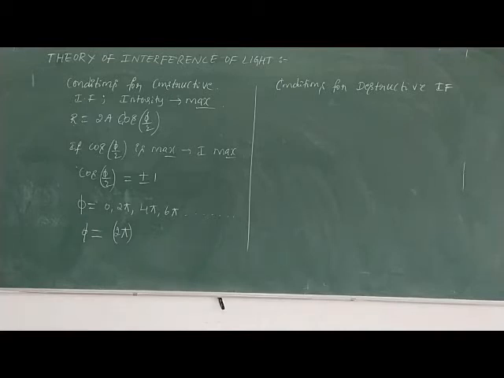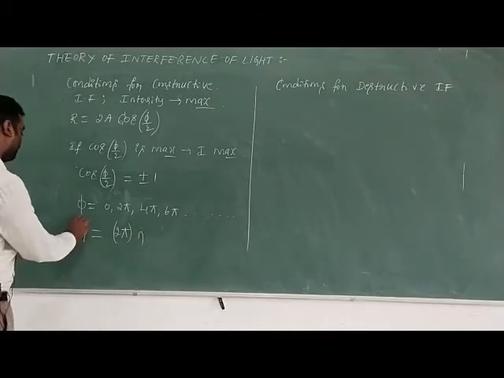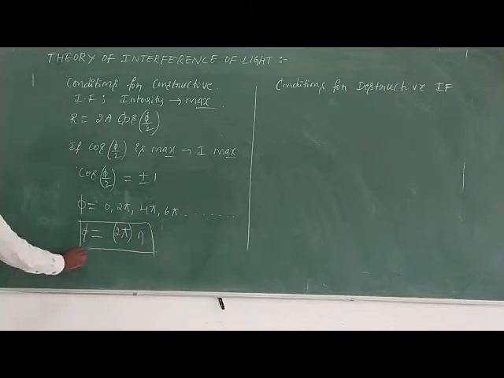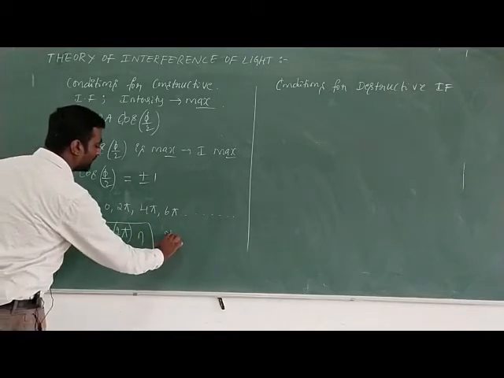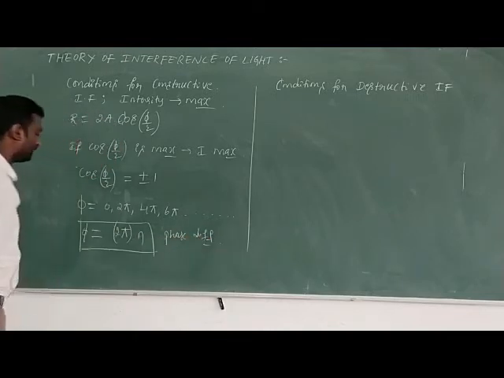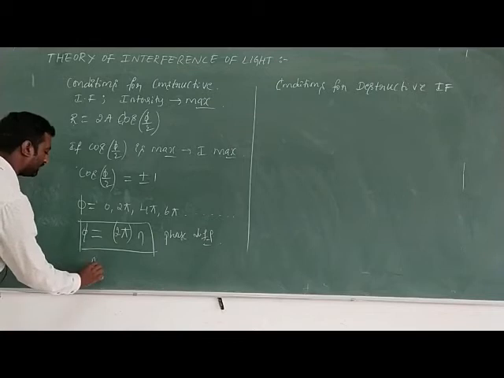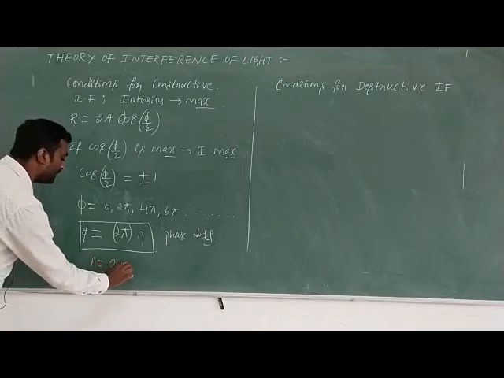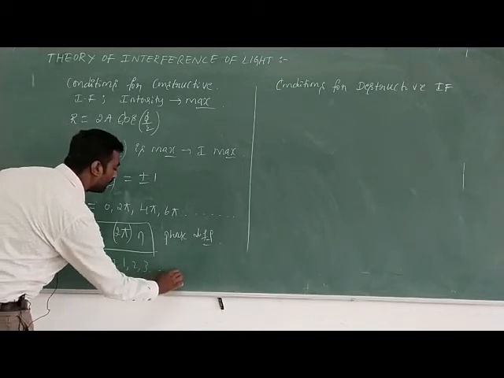For constructive interference, the phase difference. Here I am not saying path difference, I am saying the phase difference. Or path difference, I am sorry for that. Here it is phase difference. The phase difference should be an integer multiple of 2 pi in the case of constructive interference. This is the phase difference condition. So n value can take the values 0, 1, 2, 3 and so on.